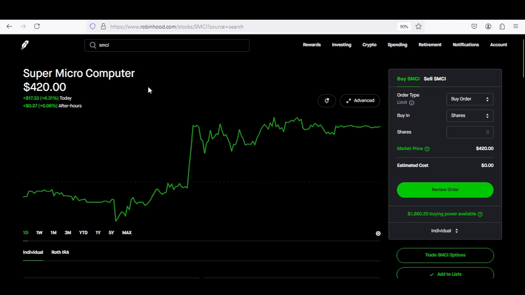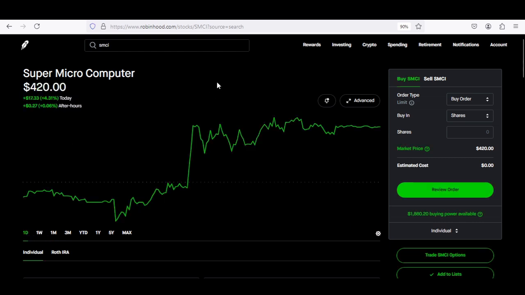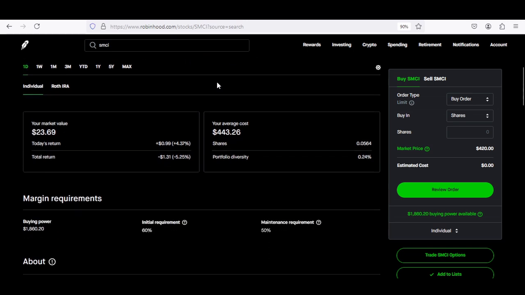So this is Super Microcomputer, better known as SMCI. As you can see here, you can see the chart of SMCI. If you were to go over to the 1 week chart or the 1 month chart, you will see how the stock has performed over time. But what we're really interested in is additional information that's going to help us make a better informed decision. For that, we're going to start scrolling down.